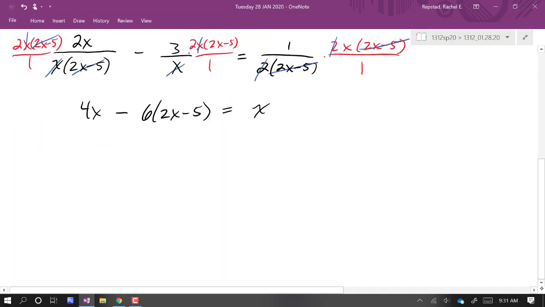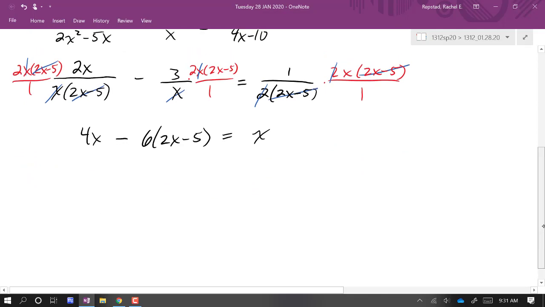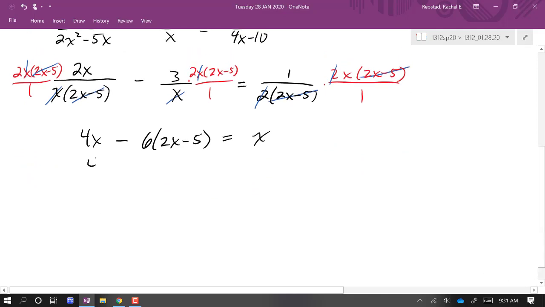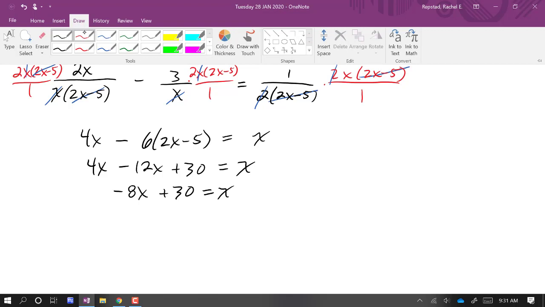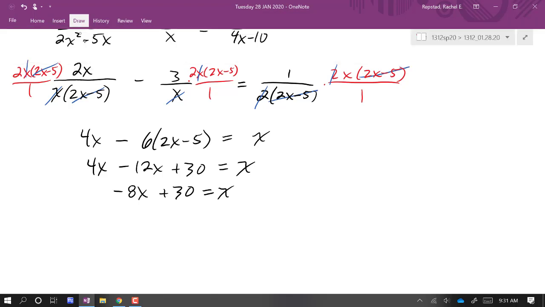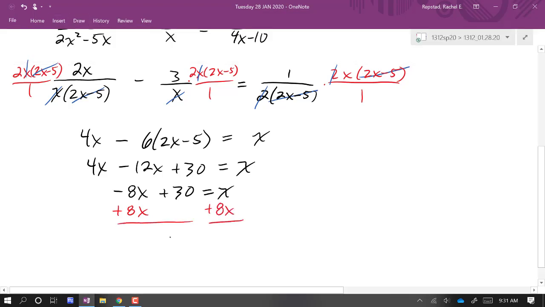So we could distribute. Don't forget to distribute the negative. So we have a minus 12x plus 30. And then we can combine like terms. Minus 8x plus 30 equals x. I might just go ahead and get the x's on the right side because already we only have constants on the left. So we could add 8x. And we get 30 is equal to 9x.